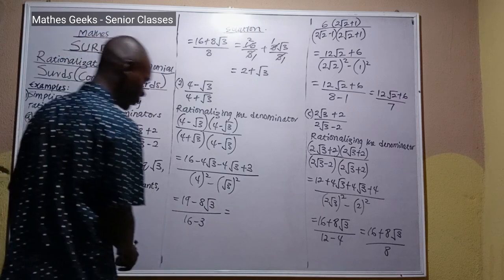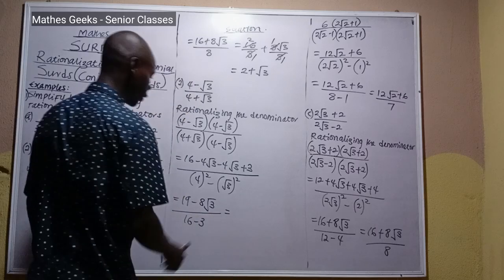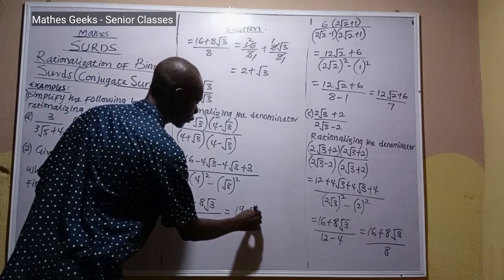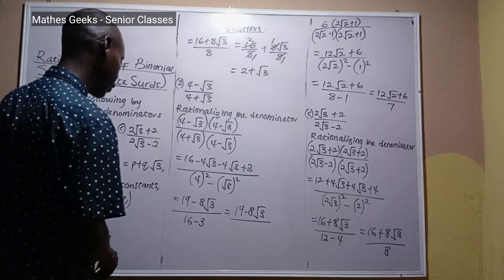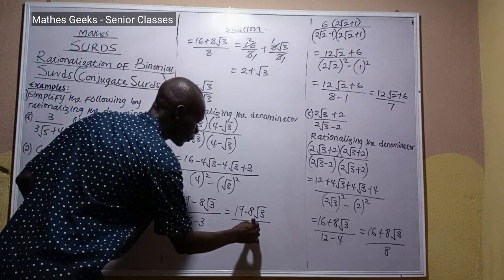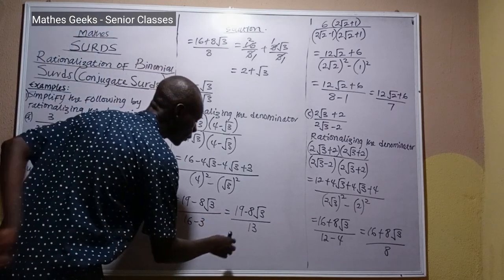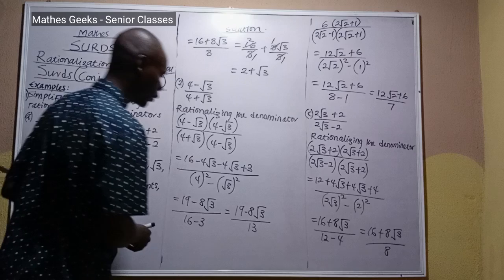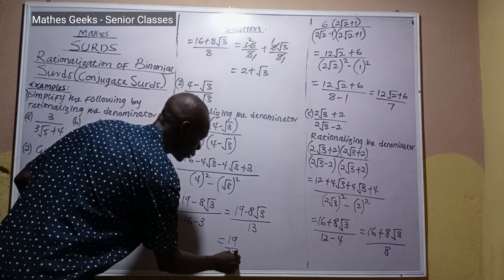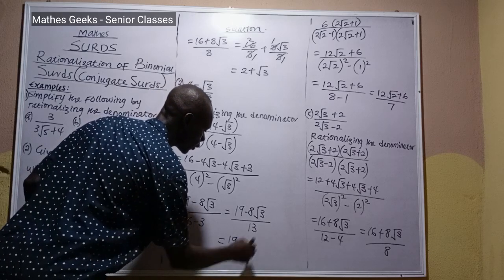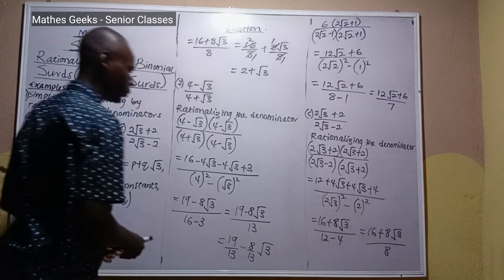That will give us 19 minus 8 root 3. And then 16 minus 3 will give us 13. So this can also be written as 19 over 13 minus 8 over 13 root 3.